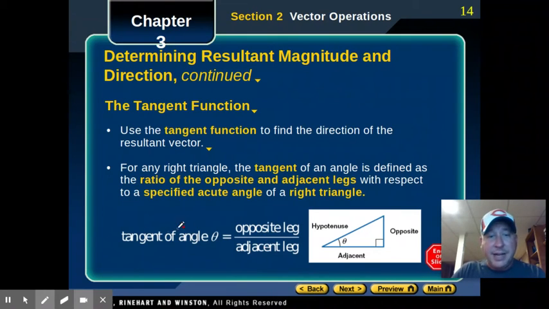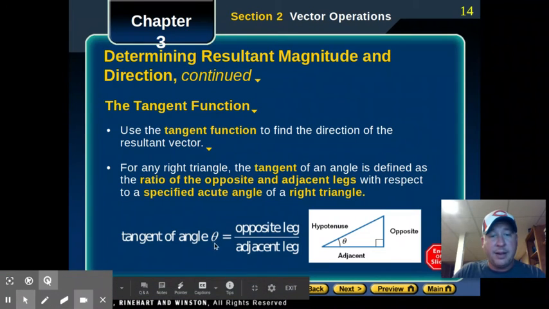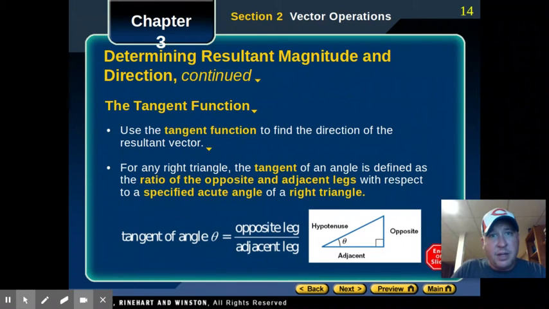Anyway, tangent of angle theta. That little guy right there, if you don't remember, that is theta, equals opposite leg over adjacent leg. You notice that theta is usually going to be the angle from the originating location of our object in motion. A lot of times it's where the x and y axis come together, the origin.